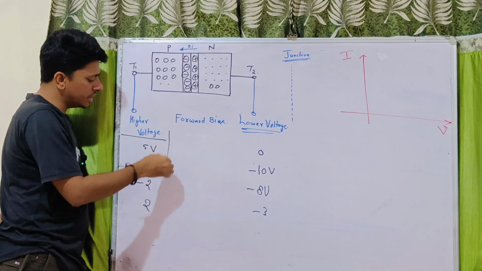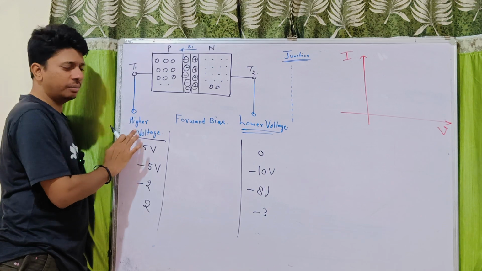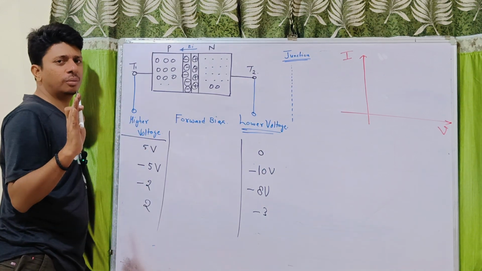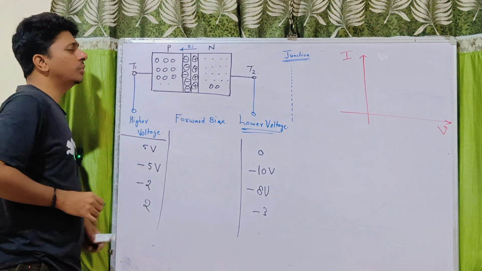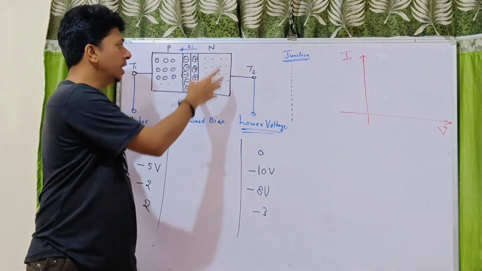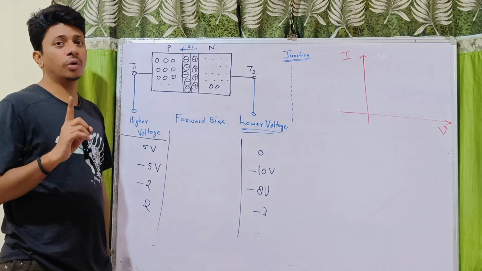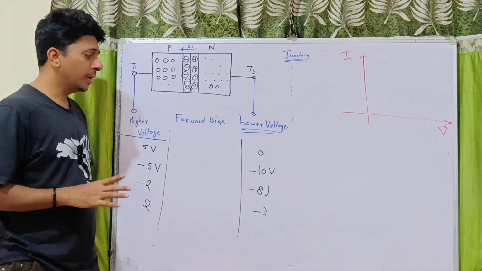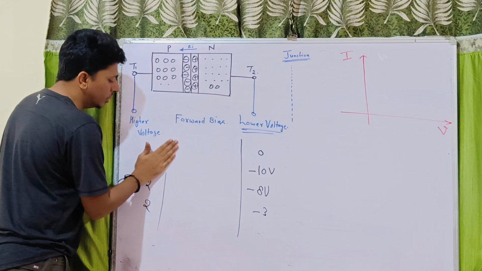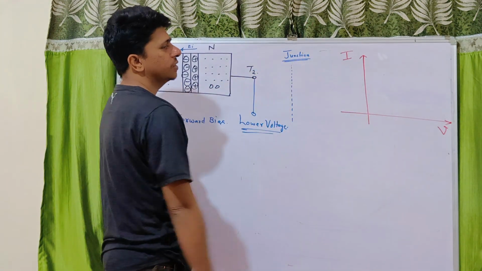So all these cases you are not going to remember. Higher means higher, whether it is positive or negative, I am not going to bother about that. We know that if you want to forward bias your junction, the P side must have higher voltage as compared to the N type terminal voltage, and then you can say that this is your forward bias. Clear? Now this is clear.